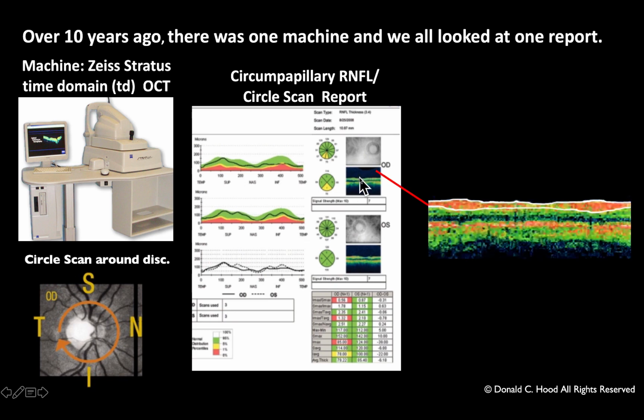This is what the image looked like if you blow it up. You wouldn't know when you looked at this image how well this machine did. This is often called a T-snit curve because the scan went from temporal to superior to nasal to inferior to temporal. That is T-snit.